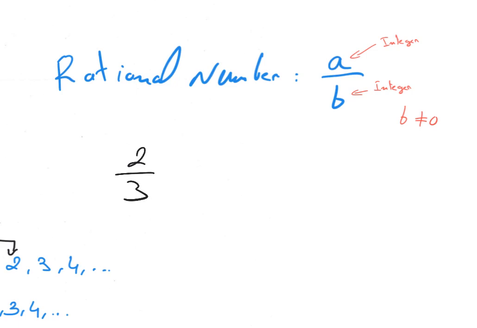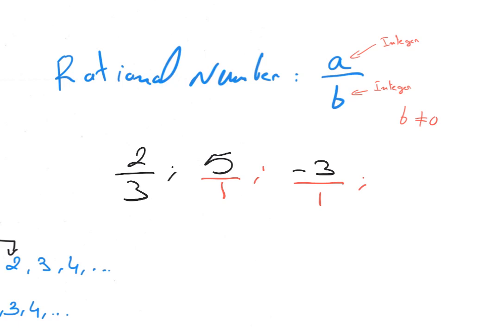And also, what about 5? We know 5 is a natural number, a whole number, an integer. But also 5 can be expressed as 5 over 1. So this can be expressed as a rational number. What about negative 3? Now, negative 3 can be expressed as the ratio of negative 3 and 1. Negative 3 is an integer, and 1 is an integer.